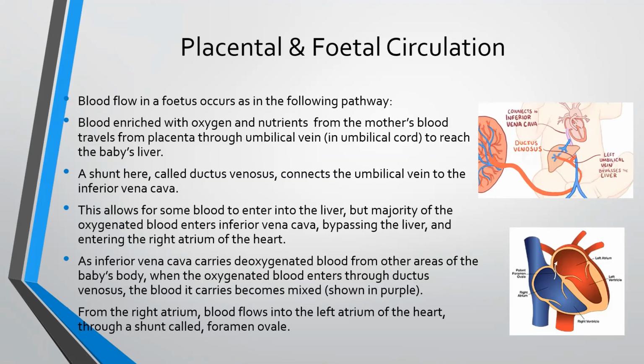heart. So from the right atrium, the blood has to bypass the lungs because the lungs are not functional at this stage. So to bypass the lungs, there is a shunt in the interatrial septum right here in this bottom diagram. This is an opening between the right atrium and the left atrium. So the mixed blood in the right atrium travels into the left atrium through this shunt. This shunt is called the foramen ovale.